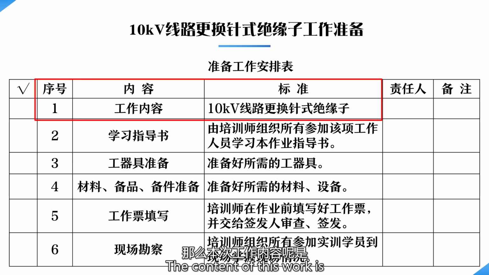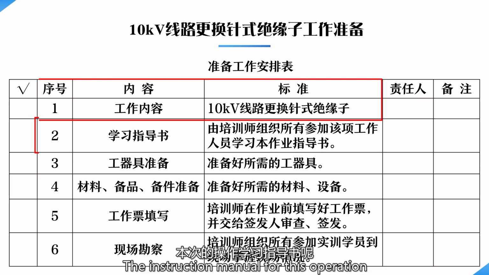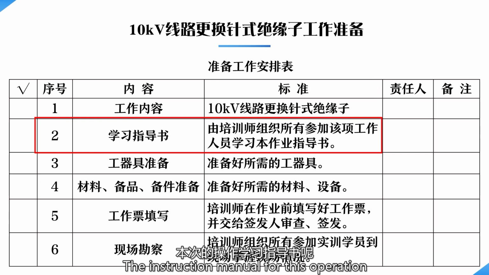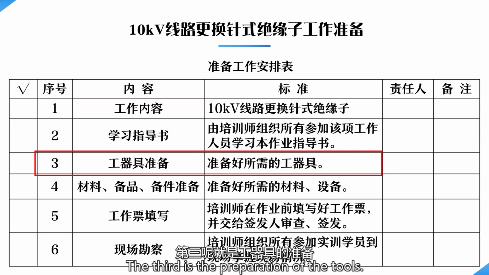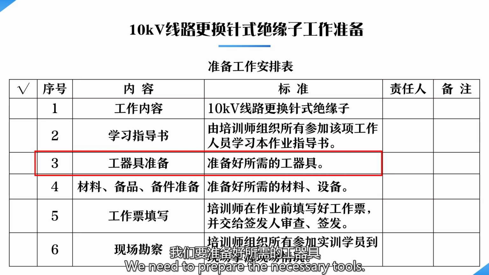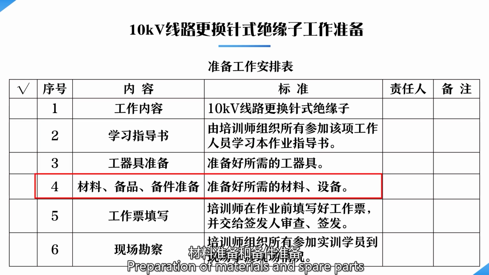The content of this work is replacement of side insulators on straight poles of 10 kilovolt overhead lines. The operation instruction manual is based on the trainer's organization, and all the staff participating in the program learn this operation instruction book. The third is the preparation of the tools; we need to prepare the necessary tools. Then preparation of materials and spare parts; we have to prepare all the necessary materials and equipment.